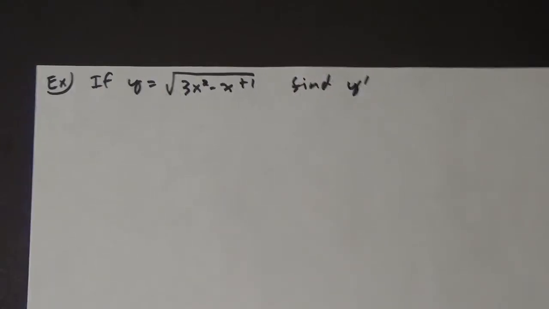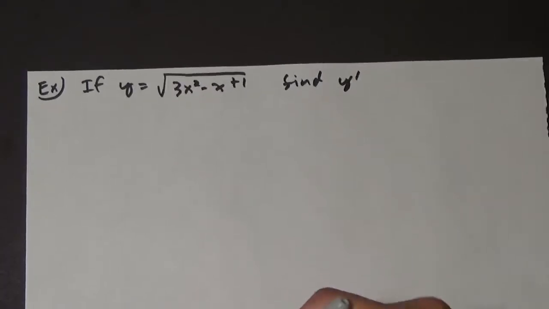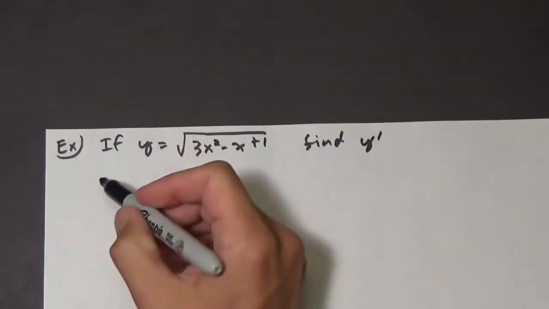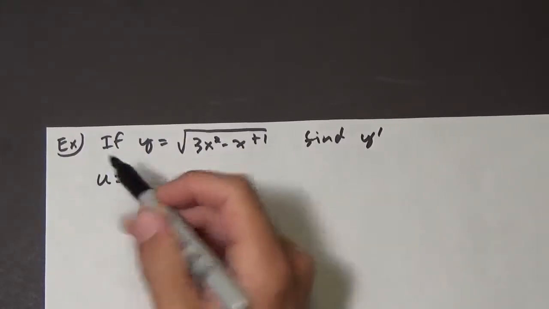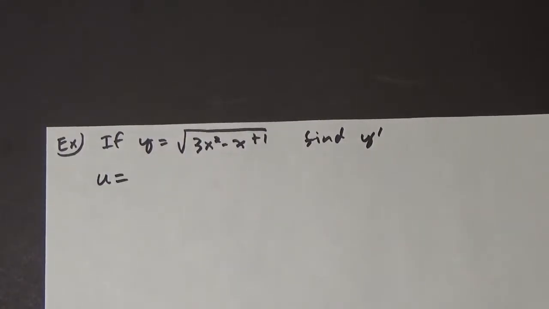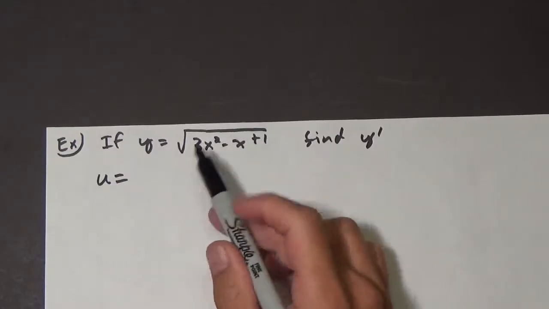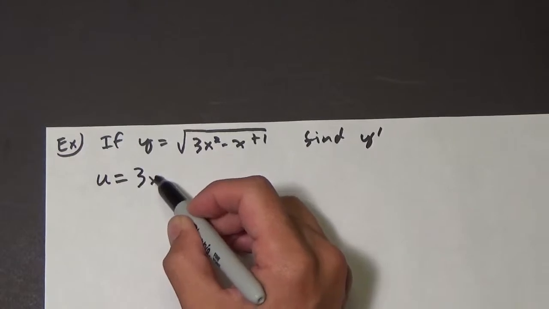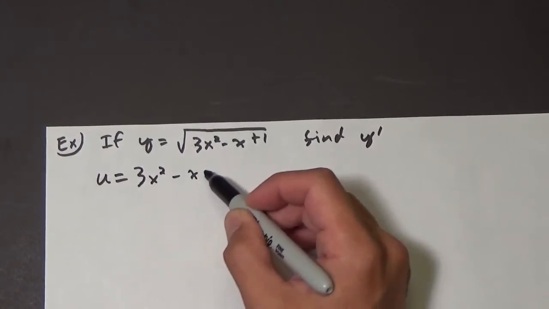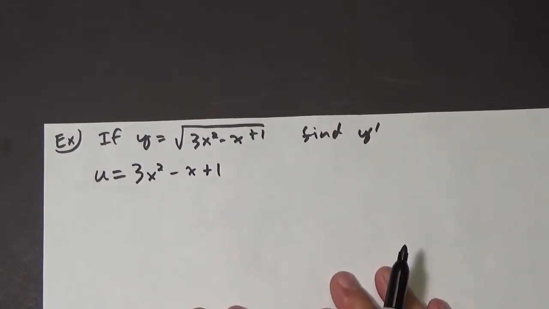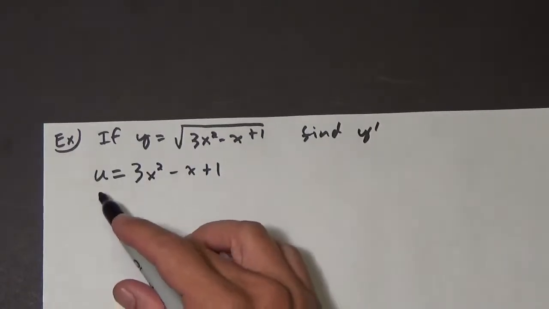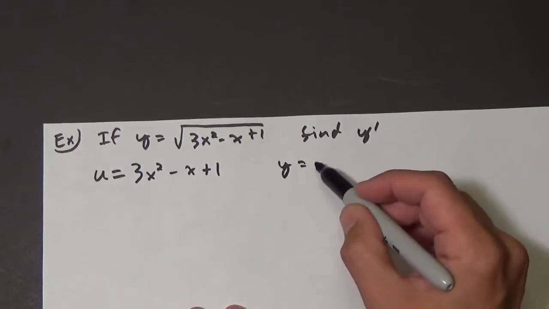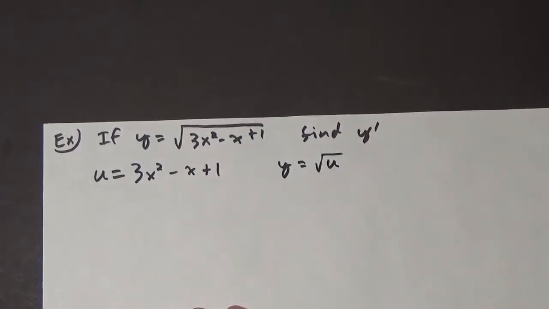All right, so let's do this using u substitution again. And so when you use u substitution, the first thing you have to do is determine what is u. And u is the inside part, 3x squared minus x plus 1. Now if u is this whole thing, that means y is going to be the square root of u.